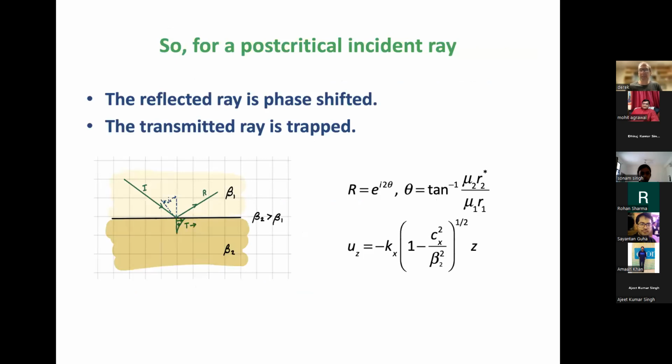So for a post-critical incident ray, the reflected ray is phase shifted. The transmitted ray is trapped. So the transmitted ray has a depth dependence of minus k sub x times the square root of 1 minus c sub x squared over beta sub 2 squared. And beta sub 2 is larger than c sub x. So this here is a real square root. And the reflection coefficient is e to the i times 2 theta, where theta equals this arctangent formula.